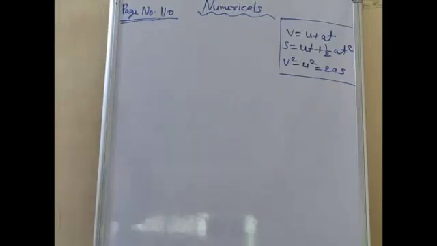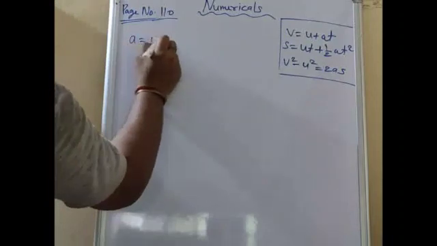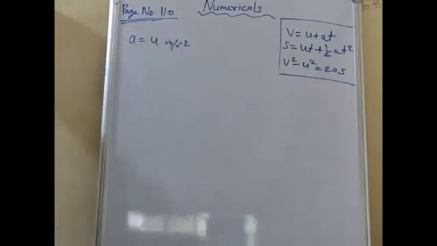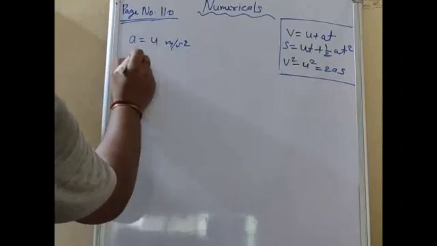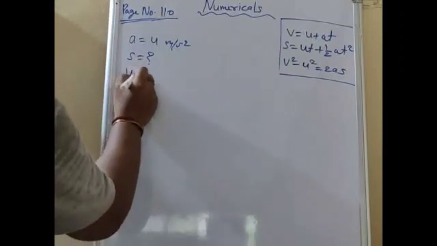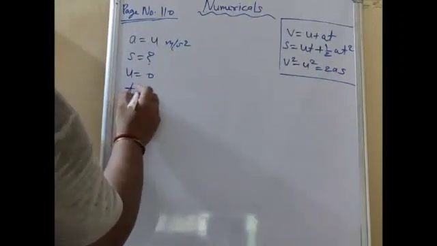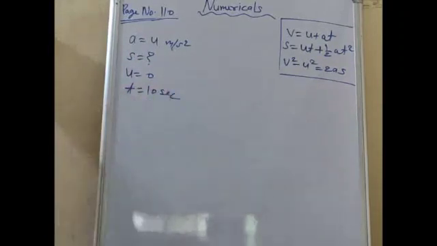In the fourth numerical, a racing car has a uniform acceleration of 4 meter per second square. Uniform acceleration, so a is equal to 4 meter per second square. After that, what distance, means you have to find s, will it cover 10 seconds after start? After start means u is 0, it has not started yet. And t is 10 seconds.